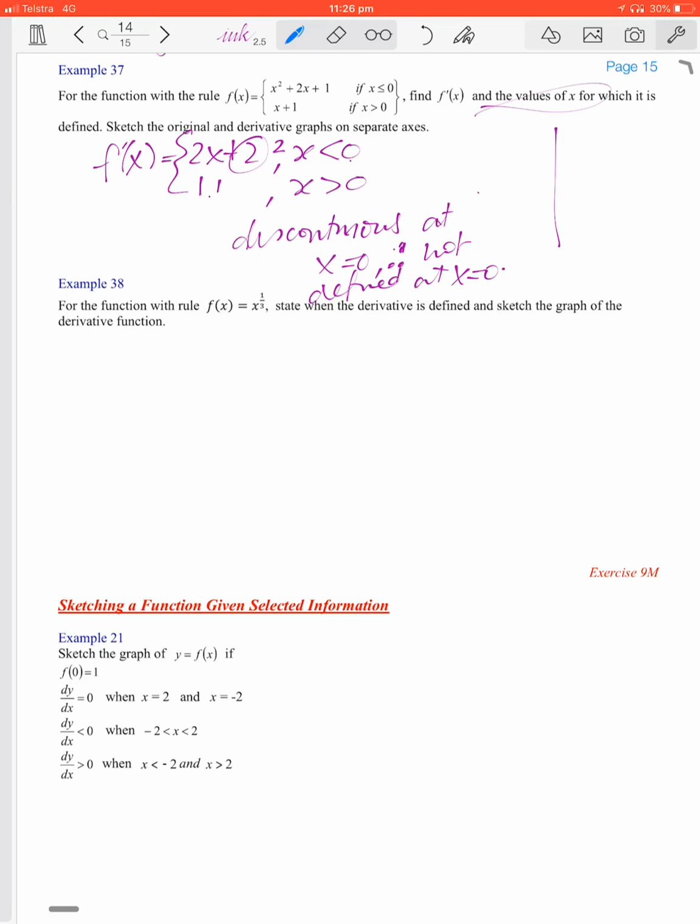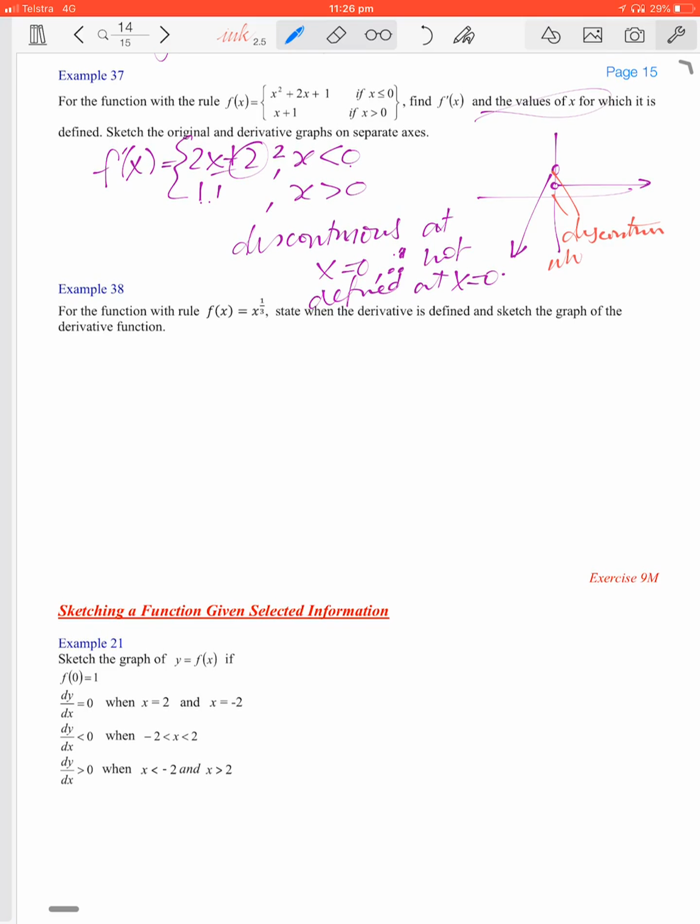Now if we sketch it, we've got 2x plus 2, so it goes through 2. Always draw it with an open circle to start off with. And it's got a gradient of 2, so it's going up like 2. And then you colour it in if it joins up, but in this case, because the other one's 1, which is there, it doesn't join up, so we can say the derivative is discontinuous when x equals 0, because that's x equals 0 there. So that's dy dx versus x.